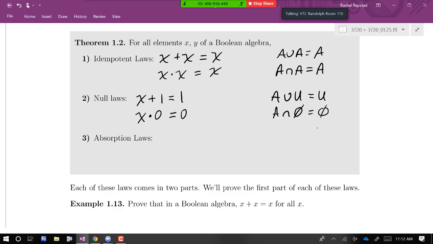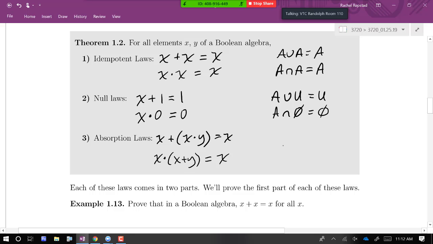Now our last pair are the absorption laws. These ones are not entirely obvious, but again, I think we'll be able to understand them better when we think about sets. So the first absorption law goes like this. We have x plus x times y. That'll always give you x for any two elements, right? Here in all of these, x and y or whatever, they're always arbitrarily chosen elements. The other equation looks like x times (x plus y) equals x.